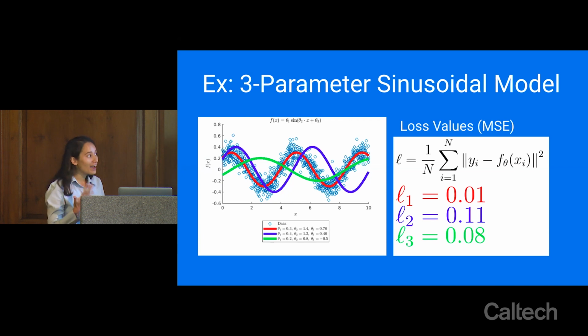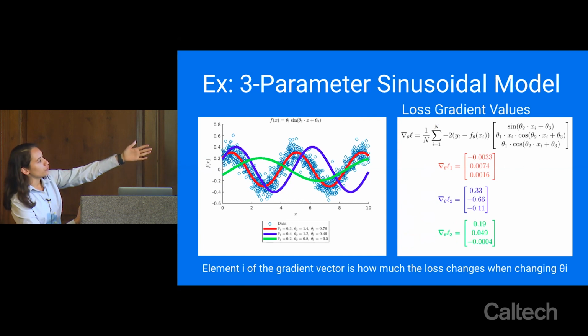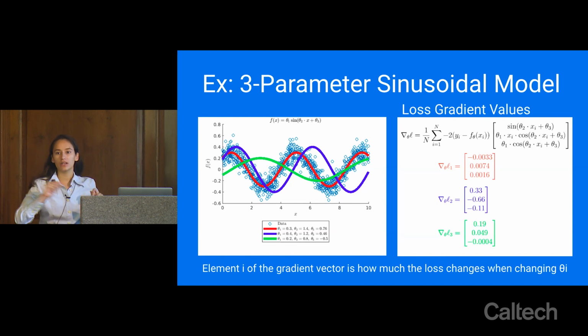All right, so we were talking about calculus, derivatives and gradients earlier today. The way you actually figure out whether or not you have good values is by taking the gradient. When we look at the loss gradient values, these are the gradients for L1, L2, and L3. We're going to go into this a little more, but you can see that the red values are smaller, the blue values are bigger, and the green values are also quite big. Inside each of these gradient vectors, element i is how much the loss changes when you change that theta i.